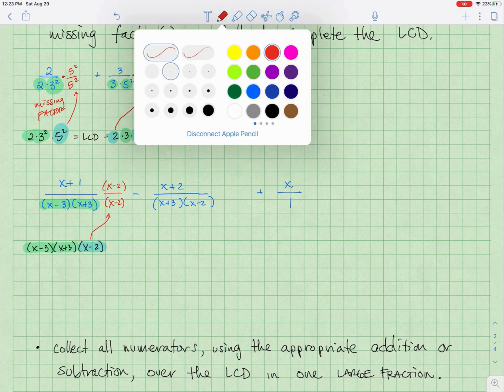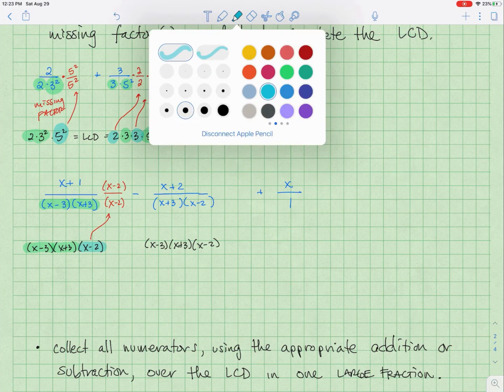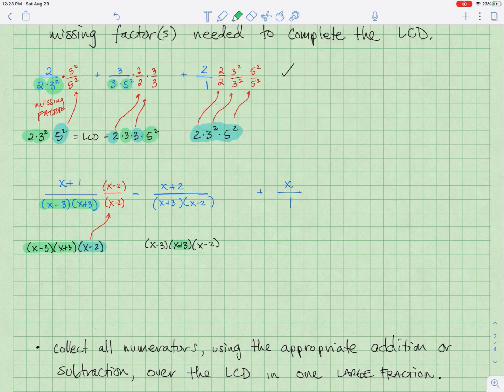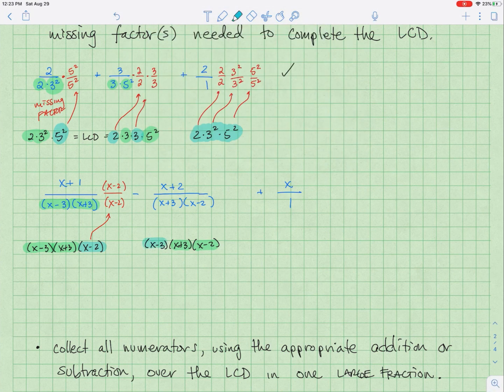In the next expression, or term, our LCD is x minus 3, x plus 3, x minus 2. This time, however, we have the x plus 3 and the x minus 2, but we're missing the x minus 3. So we're going to use that one. x minus 3 over x minus 3.